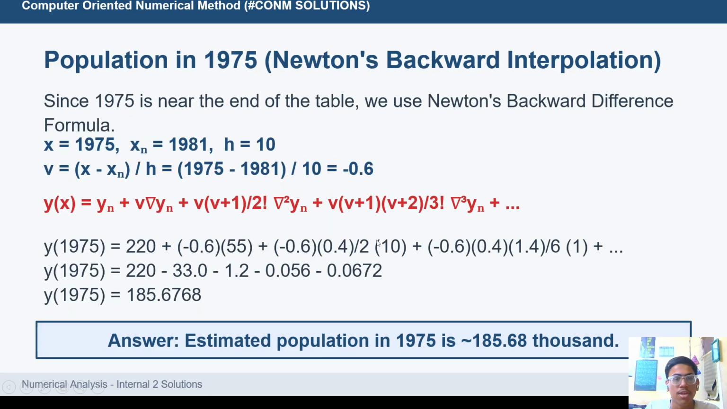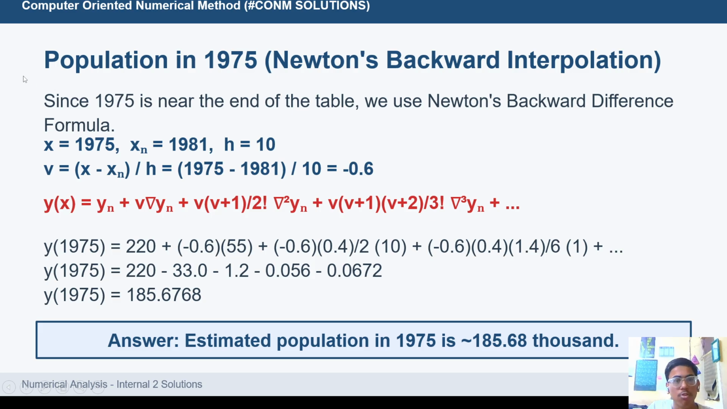We already know the value of v. I already told about the value of nabla yn, nabla square yn, nabla cube yn. We will put all these values and we will find the population in the year 1975, and that will be 185.6768. So the estimated population in the year is around 185.66. We have rounded it off. So this is the second part, where we have solved the population in the year 1975 using Newton's backward interpolation.